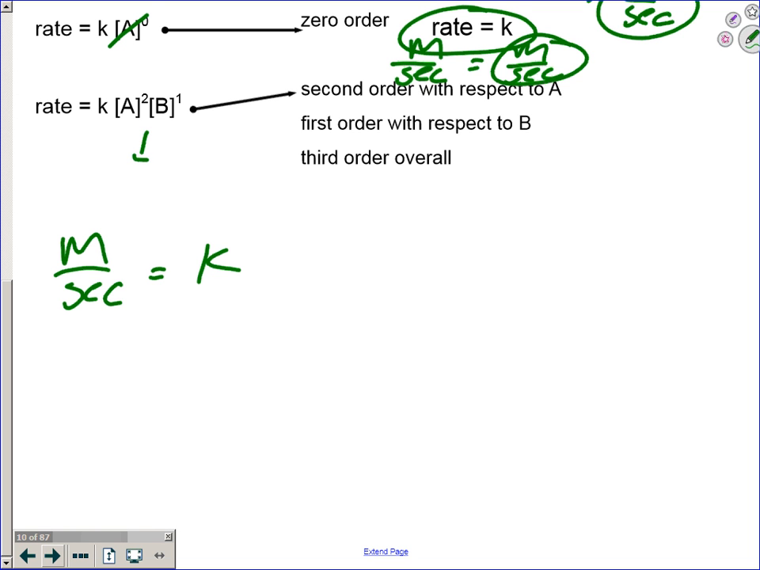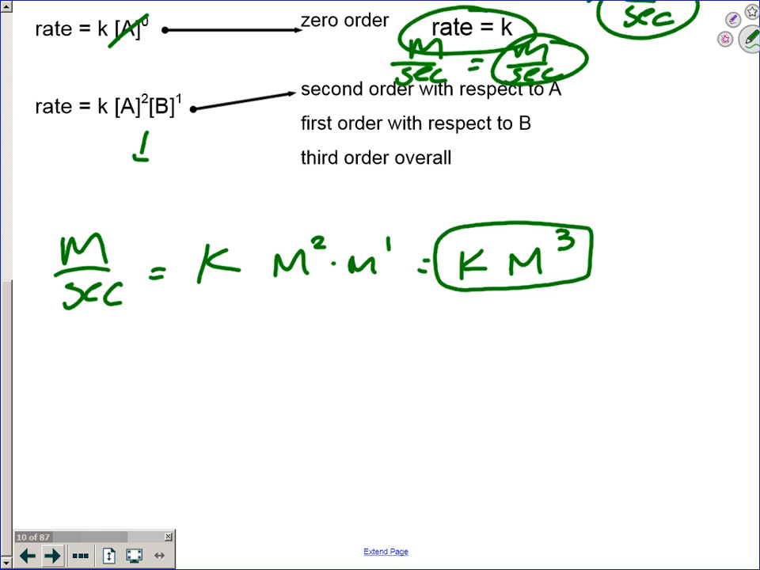Molarity to what power? Well, okay, I'll do it separately. Molarity squared times molarity to the first. Well, simplify that for me. So K times molarity cubed. Okay, so I've got K times molarity cubed is equivalent to molarity per second.